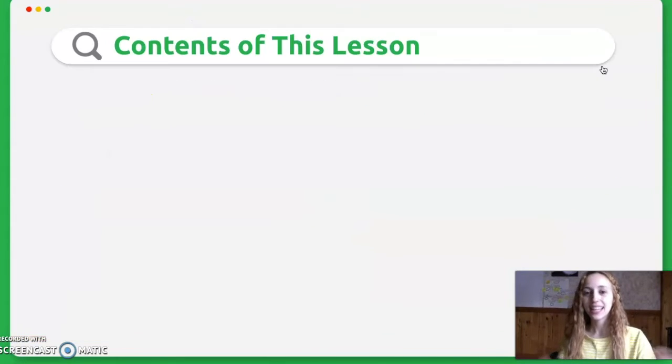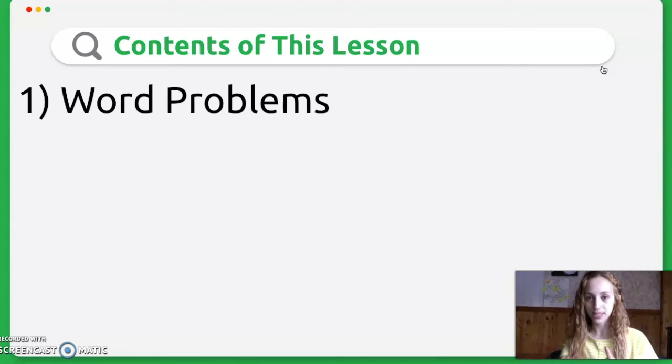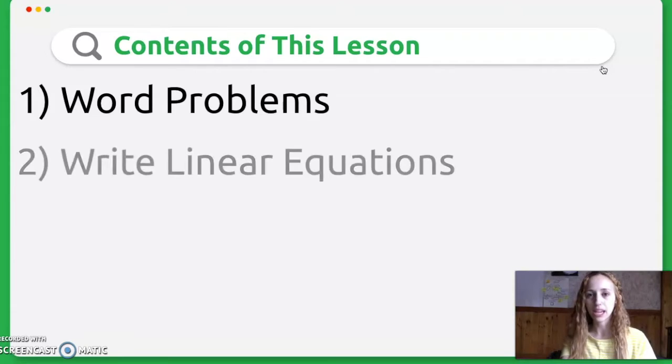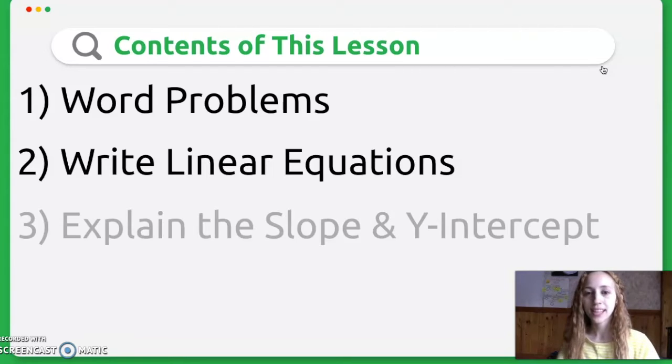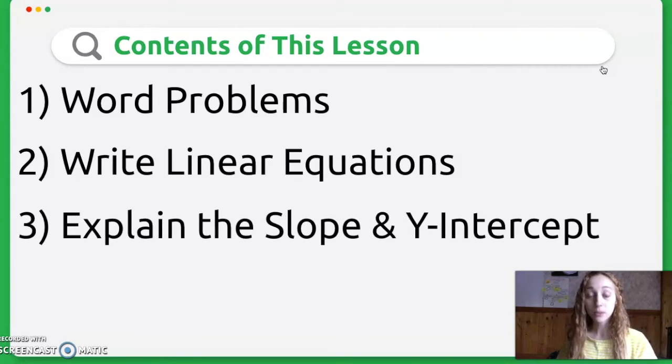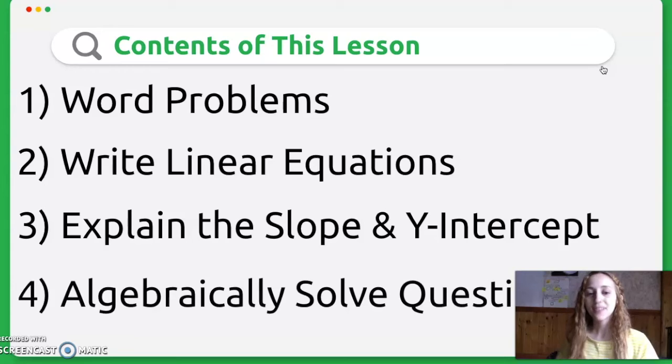Let's get started. In this lesson, we are going to do four main things. Number one, we are going to read word problems and find that important, critical information in them. Number two, we are going to write linear equations. We are going to use that y equals mx plus b we remember seeing a long time ago. Next, we are going to explain the slope and the y-intercept. What is the slope? What does it mean? Not just what is the number, but what does it mean in real life? What does it represent? The same for the y-intercept. And finally, of course, we want to solve algebraically. We want to use that equation to answer questions about the problem.